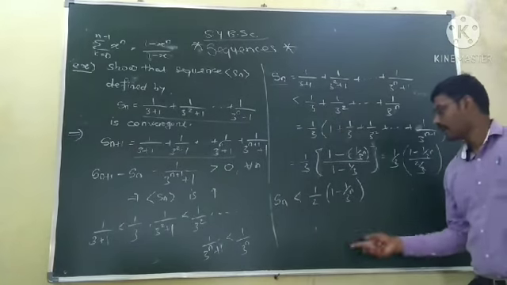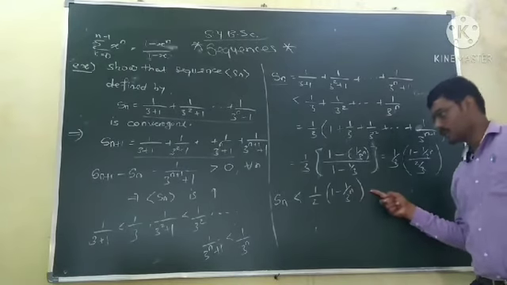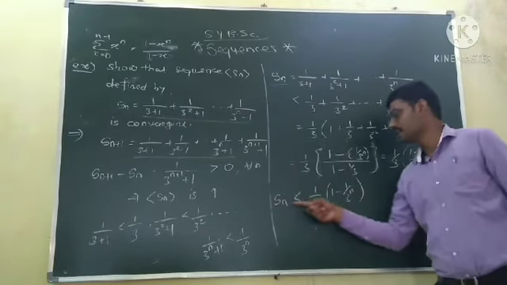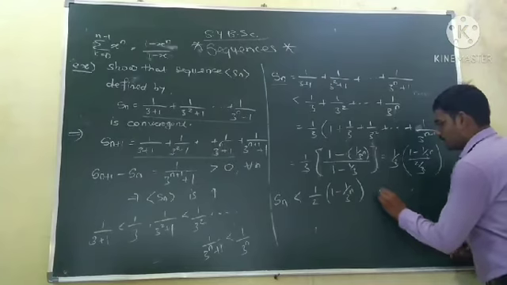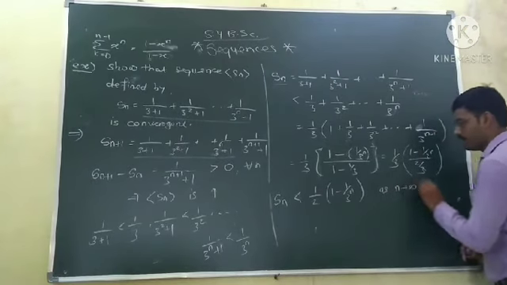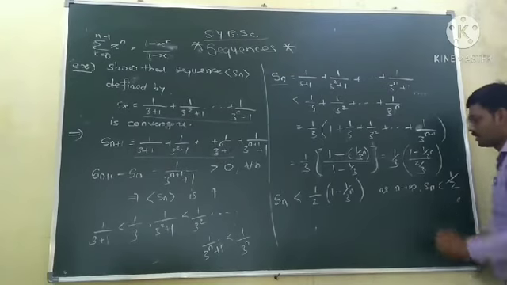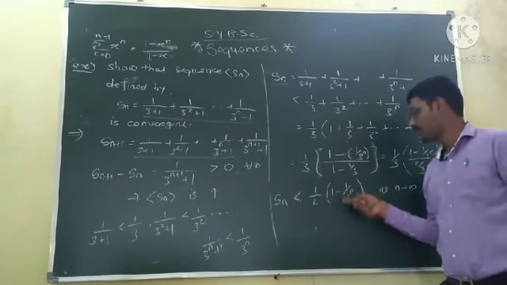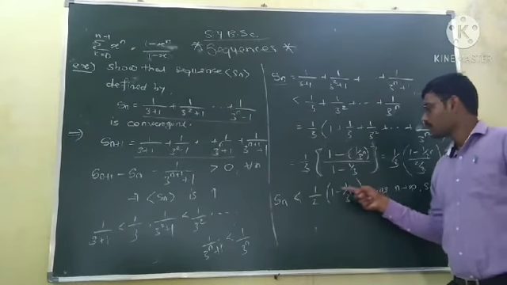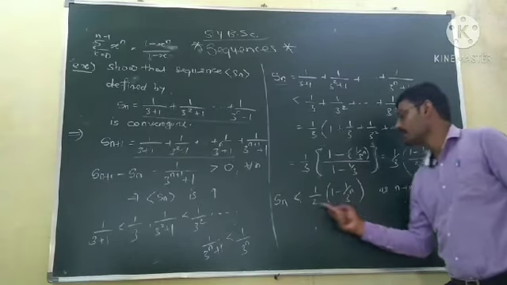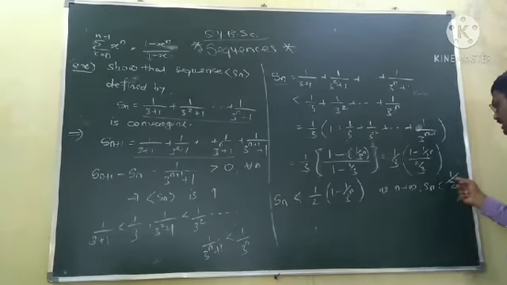Okay, and as n tends to infinity, 1 by 3 raised to power n tends to 0. So as n tends to infinity, Sn is less than half. Okay, because as n tends to infinity, 3 raised to power n tends to infinity, 1 upon 3 raised to power n tends to 0. So 1 minus 0, 1, 1 into 1 by 2, half. So as n tends to infinity, Sn is less than half.